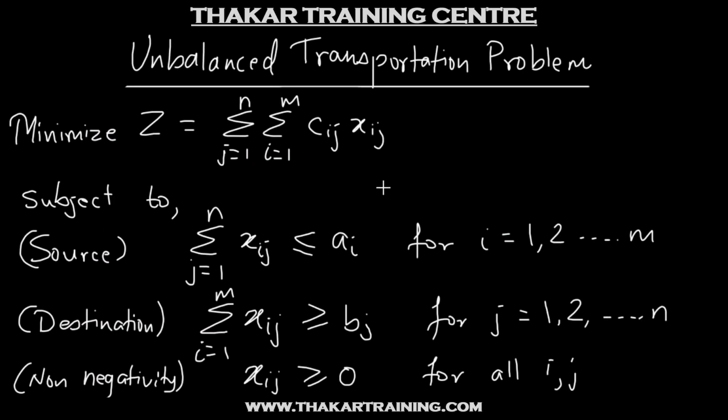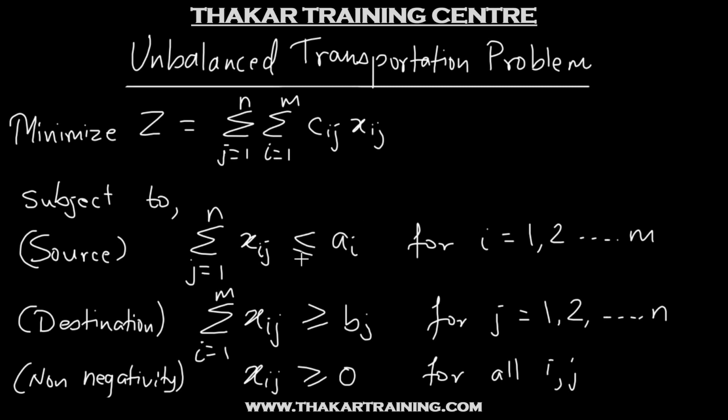When we discussed the introduction and formulation of a transportation problem, we saw that the transportation problem can be formulated in this manner. The objective function is to minimize the total transportation cost while satisfying the source and destination constraints. There is also a non-negativity constraint, as you cannot transport any negative quantity from any source to any destination.